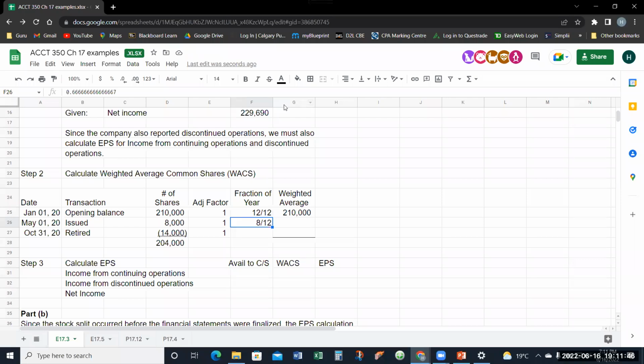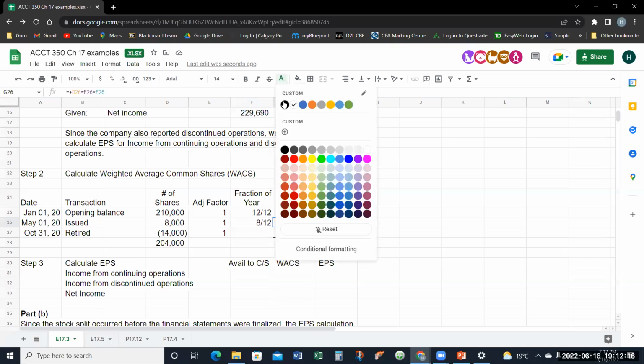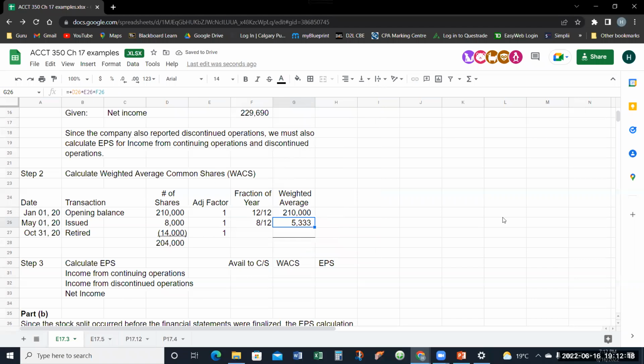That's basically what it is, 8 out of 12. This is just because I used a custom presentation to show this as the number of months divided by 12, but it's essentially just a fraction. 8 out of 12 is 2/3 or 0.667. So if you multiply 8,000 shares times the adjustment factor times the 8/12ths, that's going to work out to 5,333.